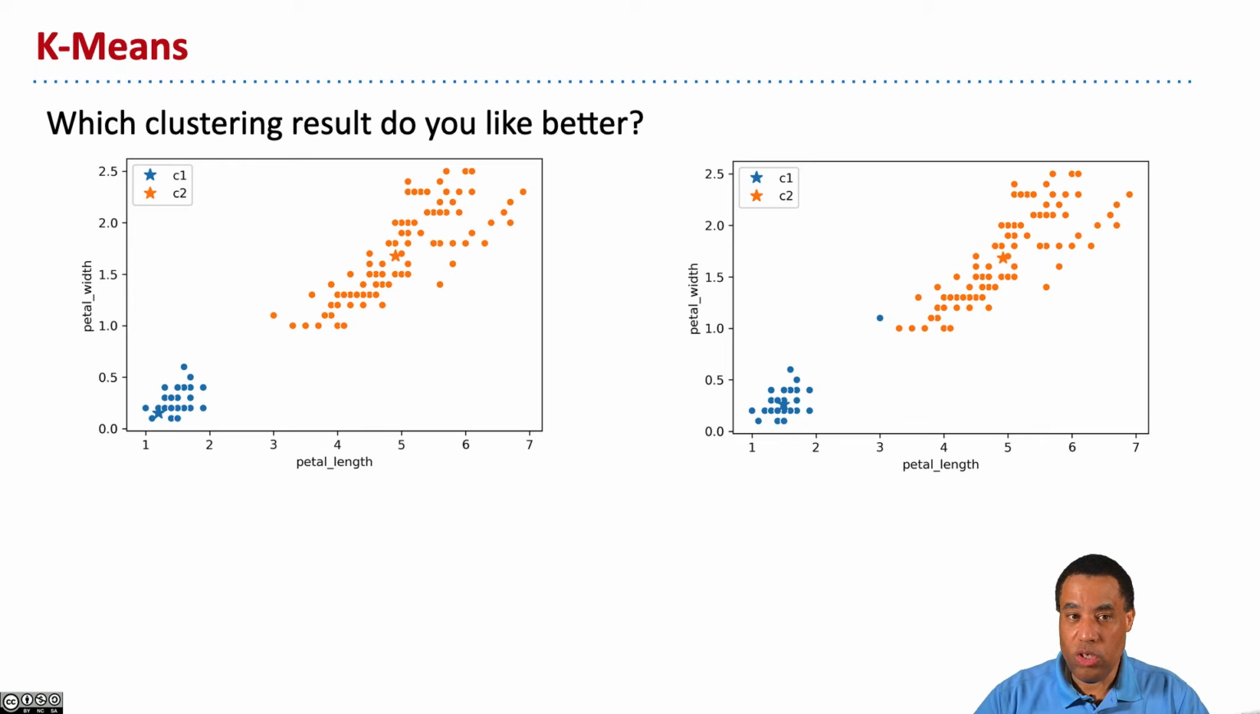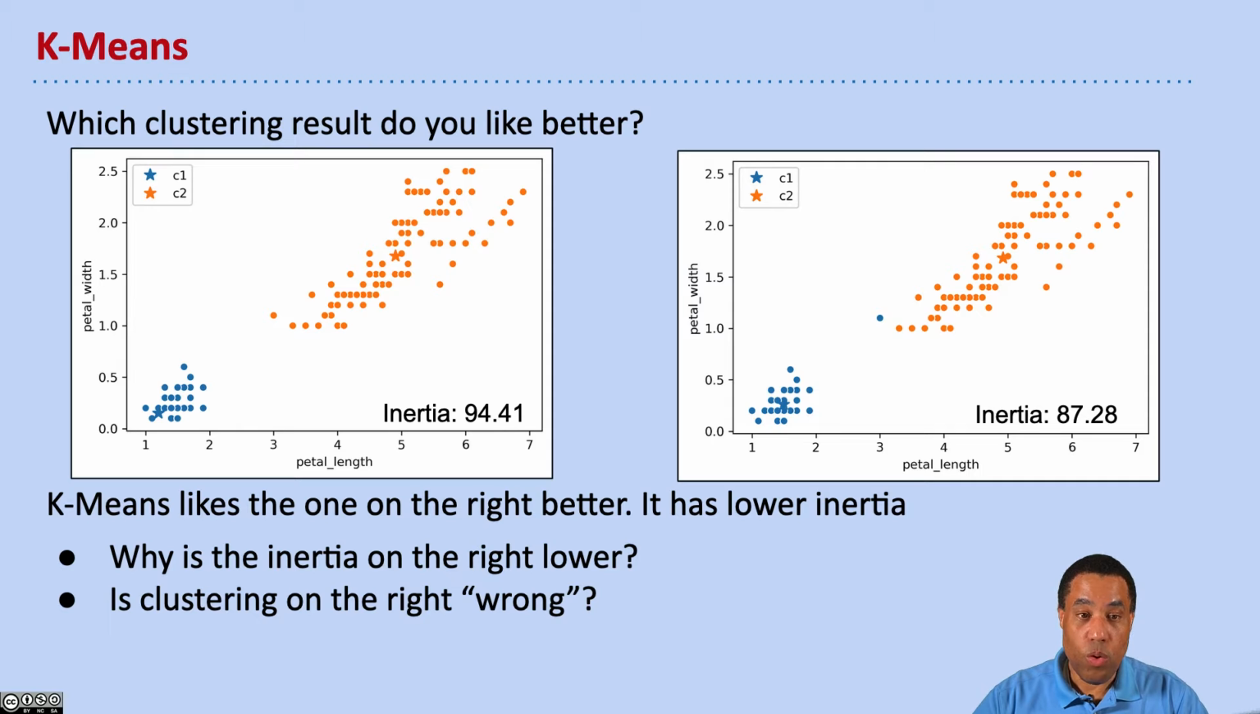So which clustering result do you like better? The one on the left or the one on the right? Well, if we asked k-means which one it likes better, the one on the right has lower inertia. Its inertia is 87.28 versus the one on the left, which has an inertia of 94.41. So why is the inertia on the right lower? And is this the correct clustering or is it a wrong clustering? Because it has this blue point that's really near the set of yellow points.